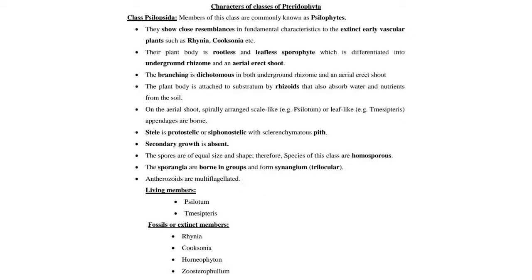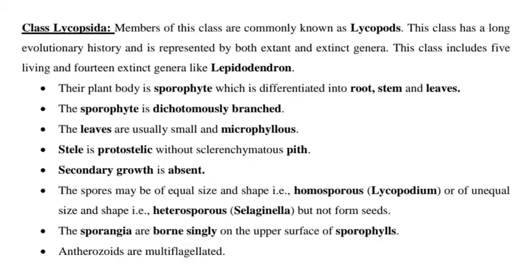On the aerial shoot, spirally arranged scale-like appendages, e.g. Psilotum, or leaf-like appendages, e.g. Tmesipteris, are borne. Stele is protostelic or siphonostelic with sclerenchymatous pith. Secondary growth is absent. The spores are of equal size and shape, therefore species of this class are homosporous. The sporangia are borne in groups and form a trilocular synangium. Antherozoids are multiflagellated. Living members: Psilotum, Tmesipteris. Fossils or extinct members: Rhynia, Cooksonia, Horneophyton, Zosterophyllum.